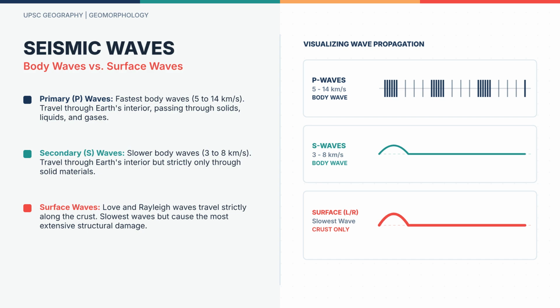Seismic waves are divided into body waves and surface waves. P waves are the fastest and travel through any material. S waves are slower and only travel through solids. Surface waves are the slowest, but cause the most damage.